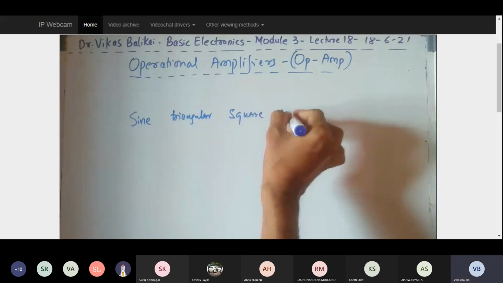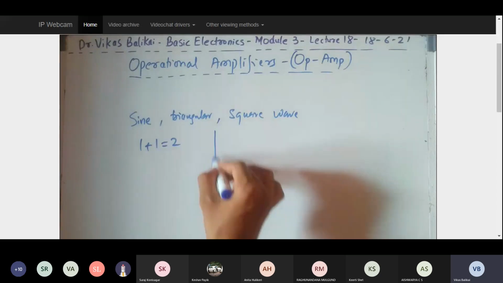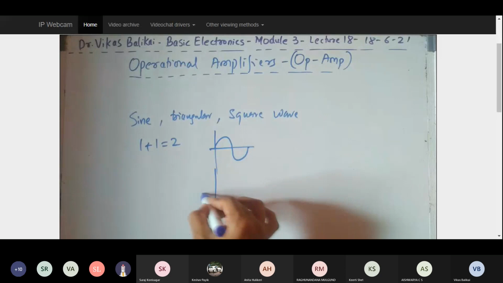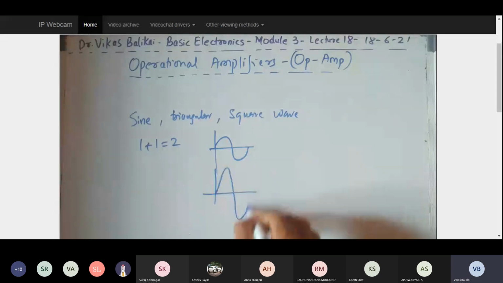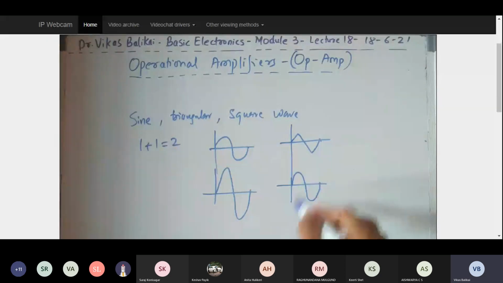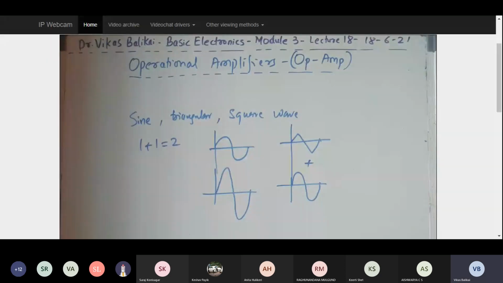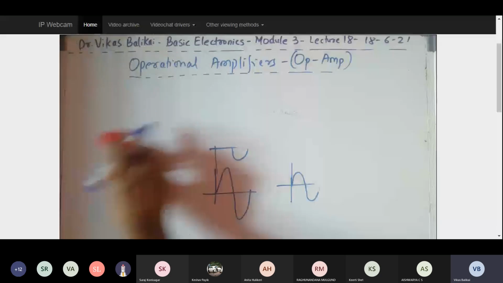Unlike simple mathematics, I'm not just adding 1 plus 1 equal to 2. If I want to add two sine waves, I should be able to understand what the resulting value will be. And if I want to add a triangular wave along with a square wave and sine wave, what will be the resulting output? There are multiple applications wherein performing mathematical operations on given signals becomes very important. Under that scenario, these operational amplifiers will be very handy.